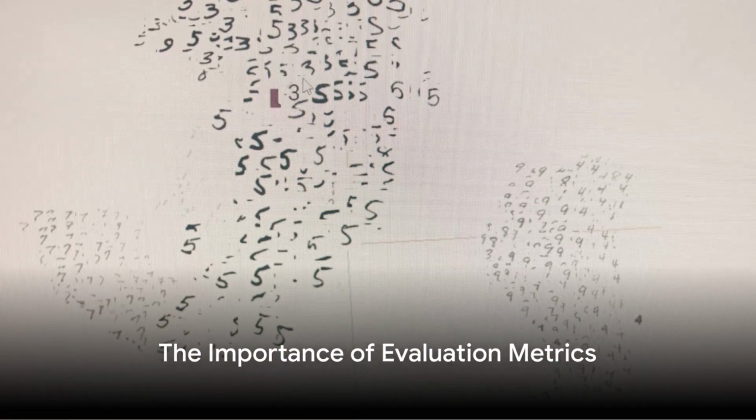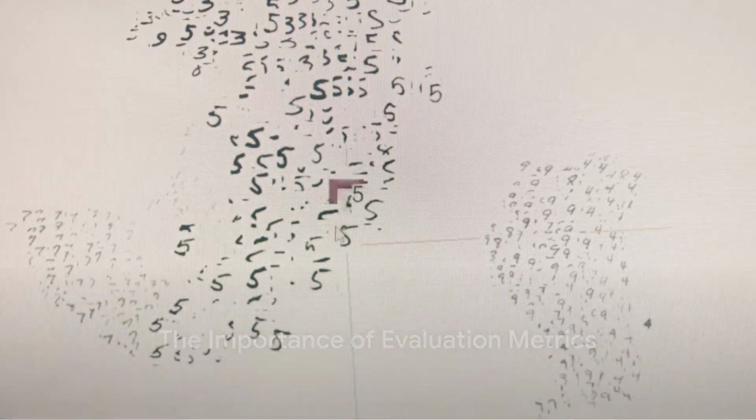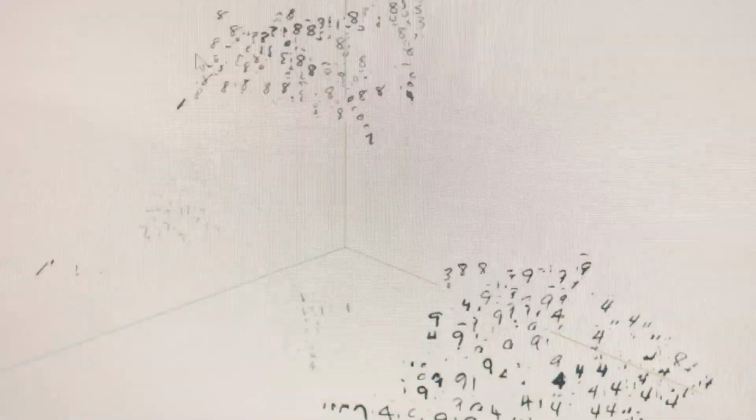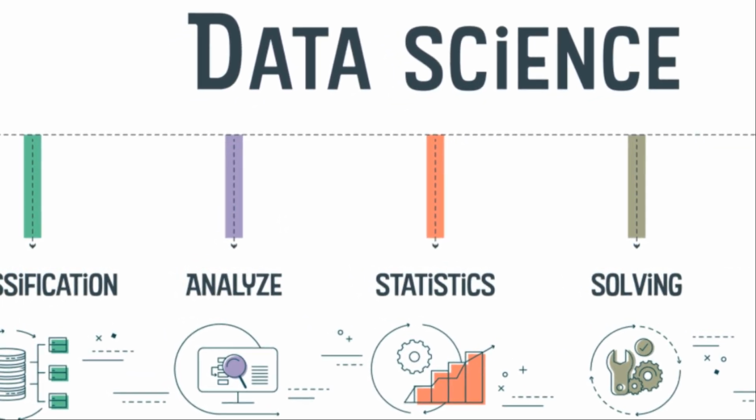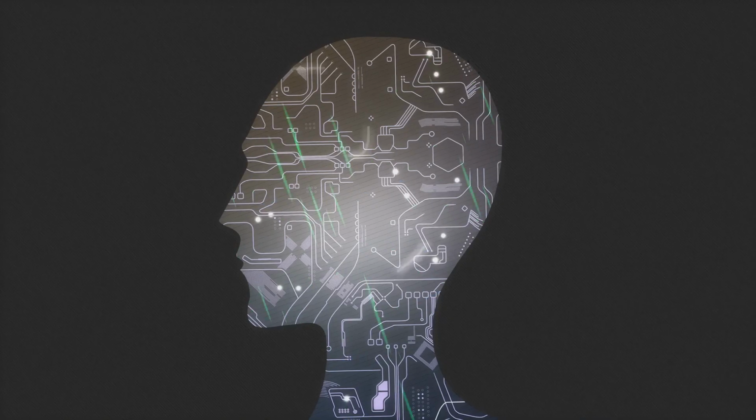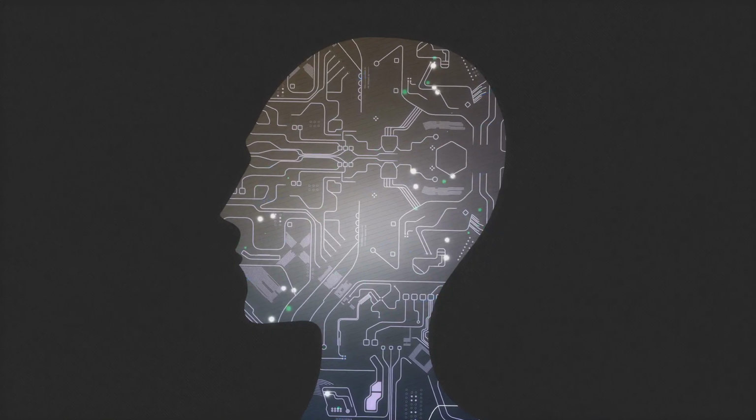Imagine a world where we had no way to measure or compare our achievements. How would we know if we're making progress? How would we determine the effectiveness of our methods or approaches? This same concept applies to the realm of unsupervised machine learning.